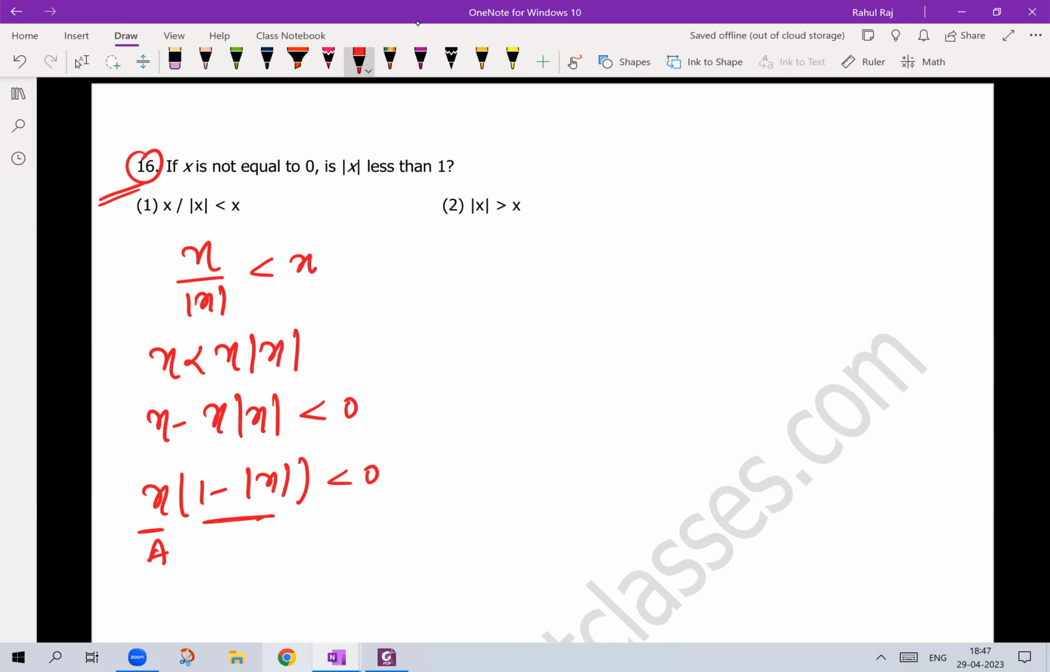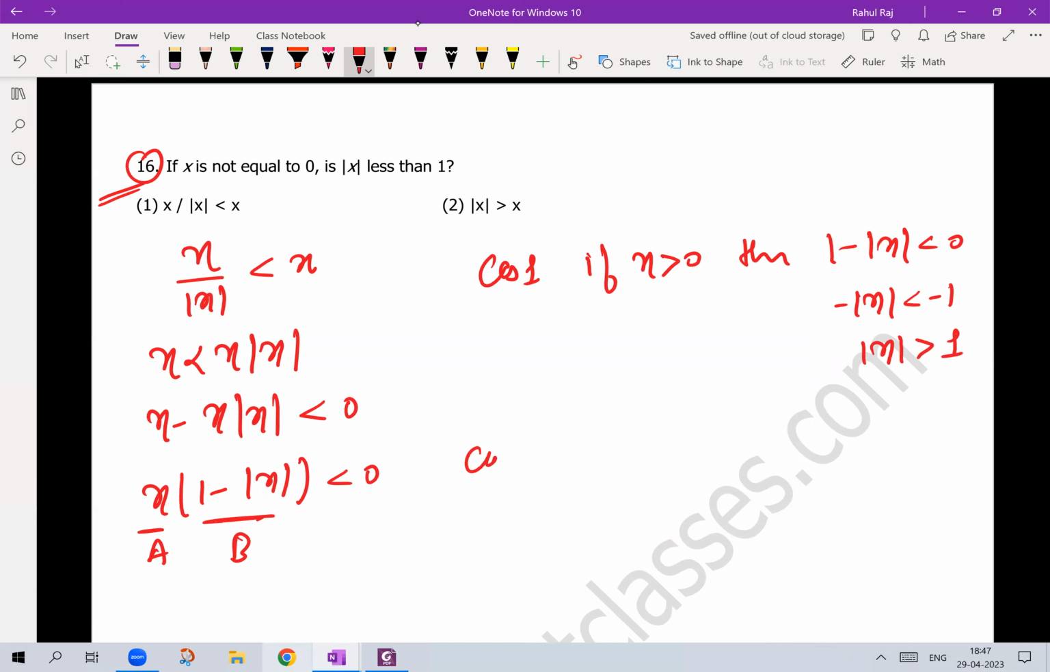So let's say this is AB less than 0. AB less than 0 means what? There are two cases. Case 1, if A is greater than 0, that is if x is greater than 0, then 1 minus mod x should be less than 0. That is, minus mod x should be less than minus 1. That is, mod x should be greater than 1.